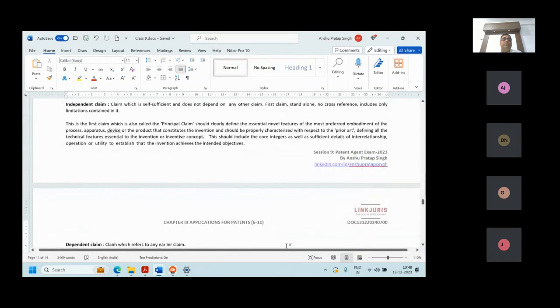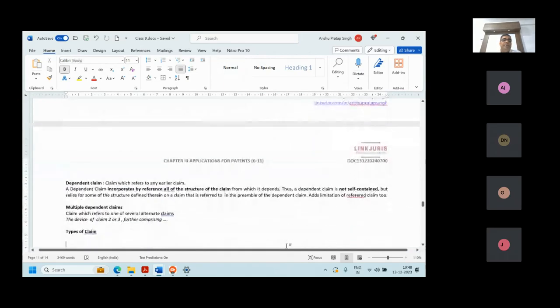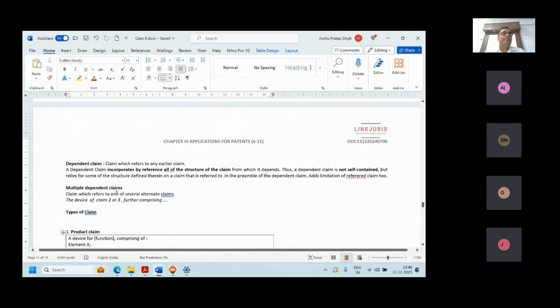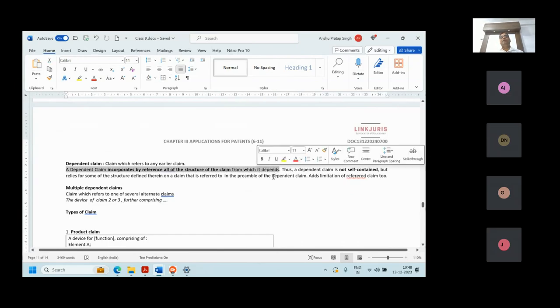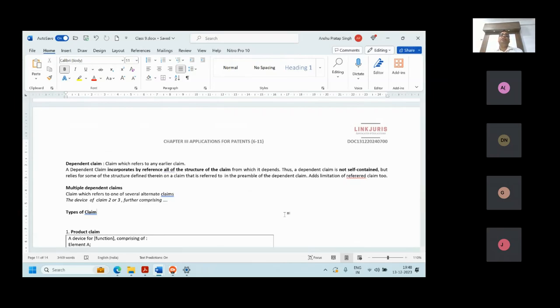Independent claim, same thing again, it's talking about that it is the core, it's the principal claim. Dependent claim. Yes. Dependent claims, the thing is, when I'm talking about a dependent claim, it incorporates by reference all of the structure of the claim on which it depends. So what is happening is, it has all the limitations which the independent claim has, plus additional limitations. Thus, a dependent claim is not a self-contained claim. It refers again and again, and it adds limitations to the referred claim.